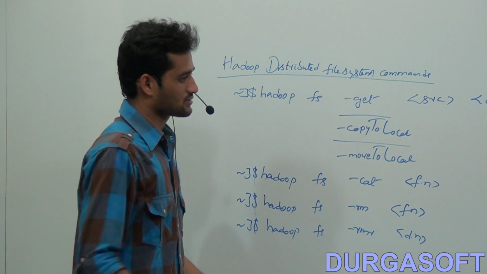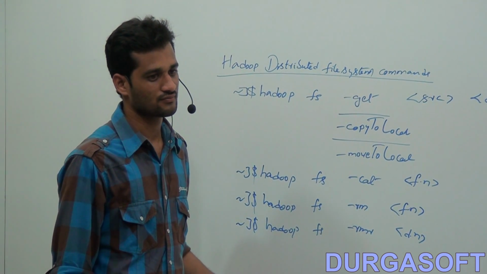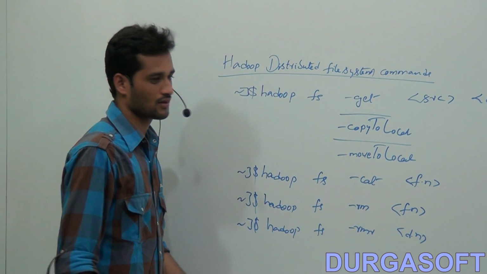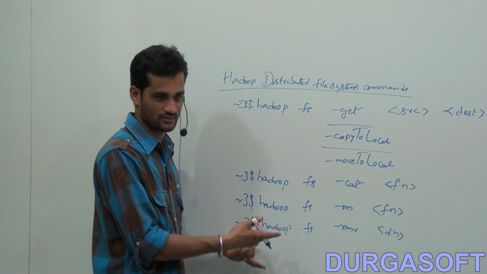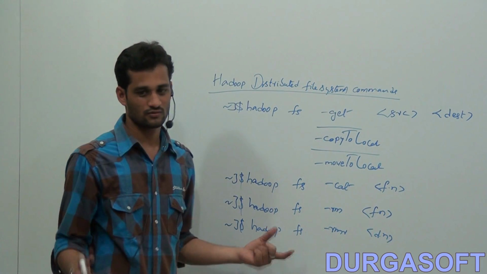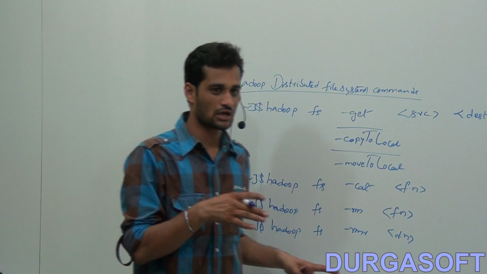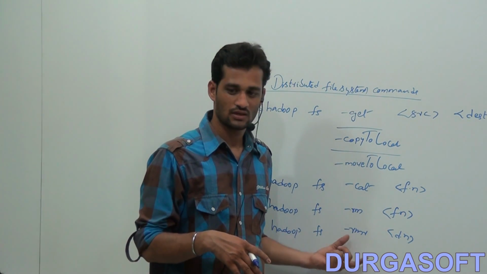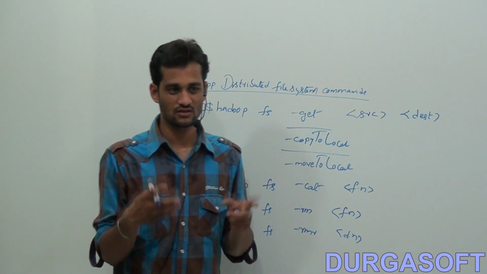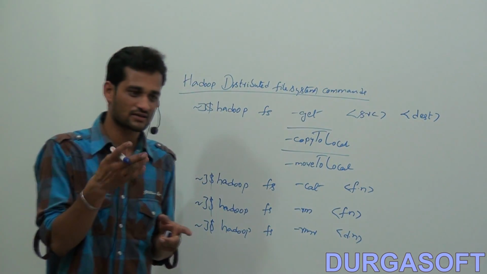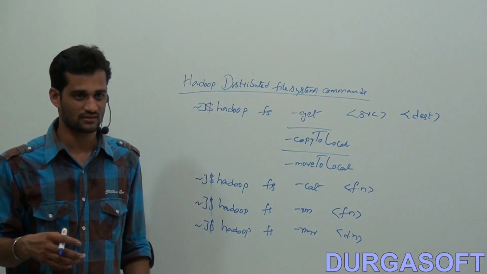Done. Next, how to copy files from one location to another location. Very, very easy. As you want to work with HDFS, you definitely have to give hadoop fs. If I want to copy files, I have to give -cp with a source and a destination. If the source is a file, the destination can be a file or a directory. If the source is a directory, then the destination should be a directory.